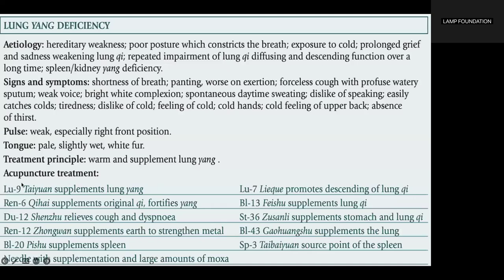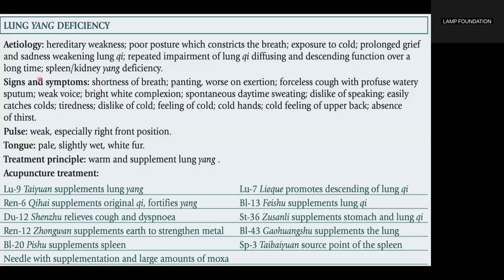So let's summarize lung yang deficiency. Etiology is hereditary weakness, poor posture which constricts the breath, exposure to cold, prolonged grief and sadness, weakening the lung qi, repeated impairment of lung qi, diffusing and descending function over a long time, and spleen or kidney yang deficiency.